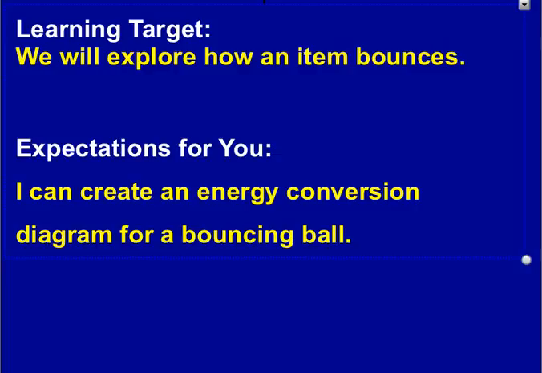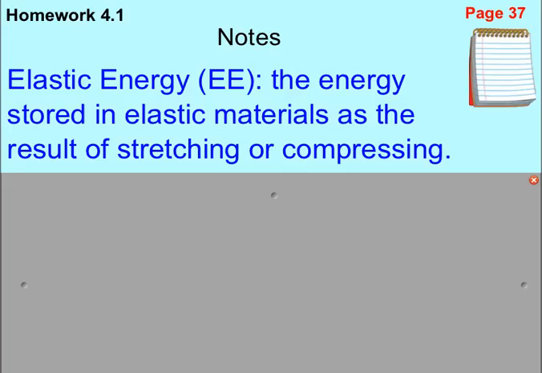So far in this unit, we've taken a look at kinetic energy, KE. We've taken a look at gravitational energy. Now we're going to add a different type of energy, elastic energy. Let's talk about it. This is the energy that's stored in an elastic material, and it comes as a result of stretching or compressing. So when you pull back a rubber band, that's elastic energy. It's stored there until you release it.